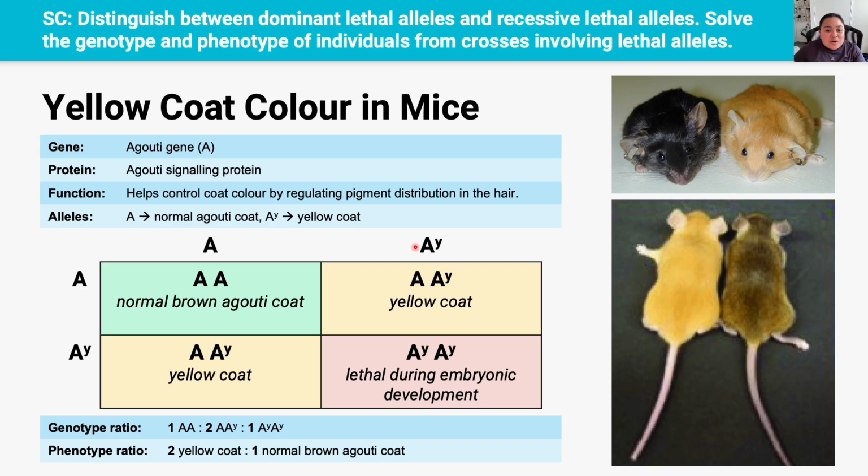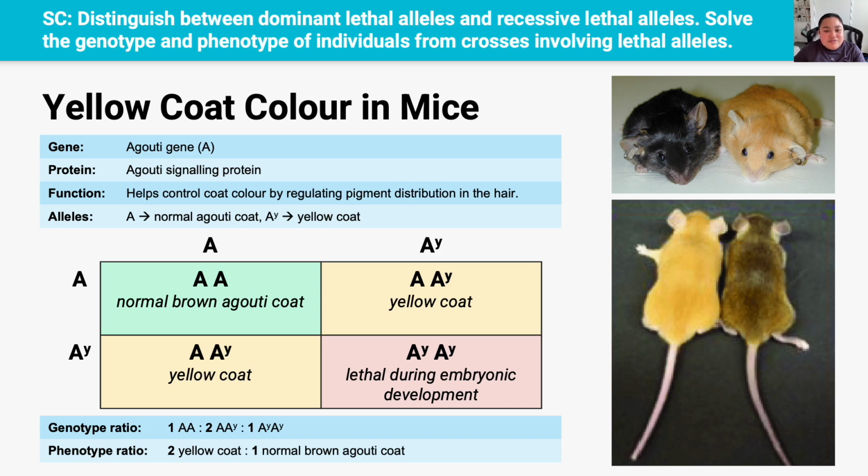Crossing two yellow heterozygous mice gives the expected genotypic ratio of 1 to 2 to 1. But because the homozygous yellow embryos with a genotype of AY AY die in utero, the observable phenotypic ratio is 2 yellow to 1 normal brown agouti.